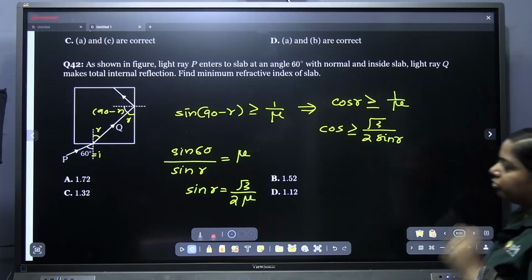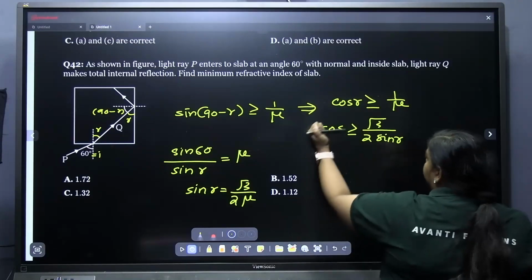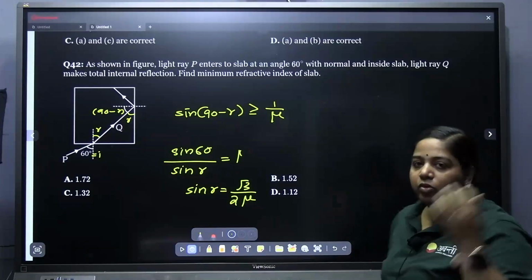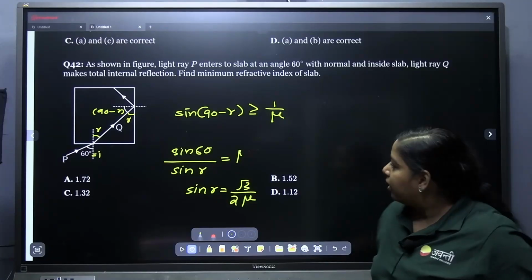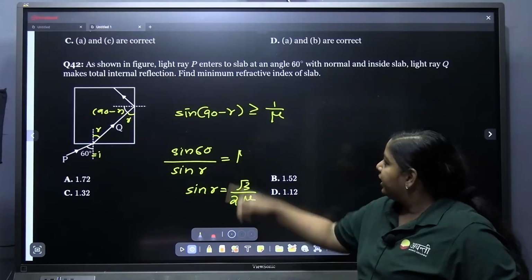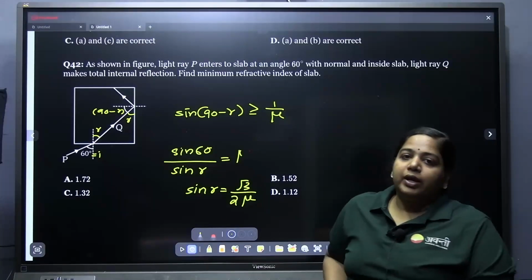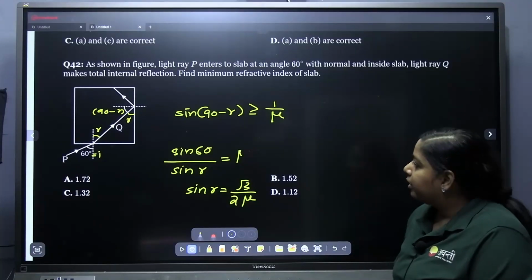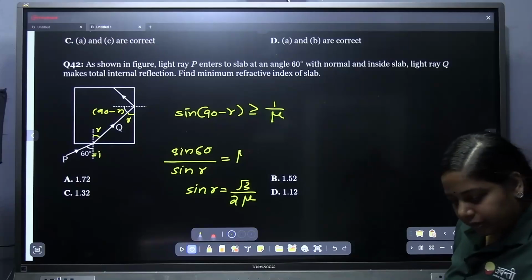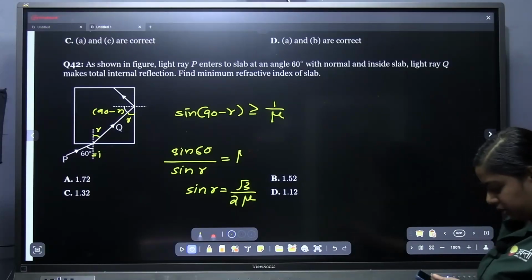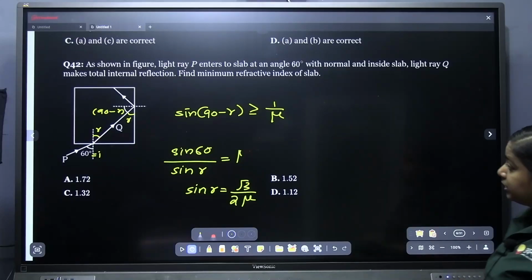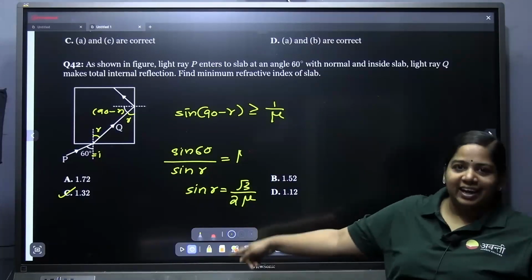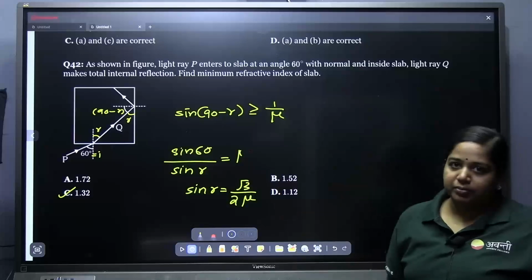Actually, solve with respect to this only. No need to convert this, because then we have to go for finding r and all, which is not required. Substitute it this way only, then we have to solve for mu, and you will get mu equal to 1.32. Don't go for solving the angle r, directly find mu from this.